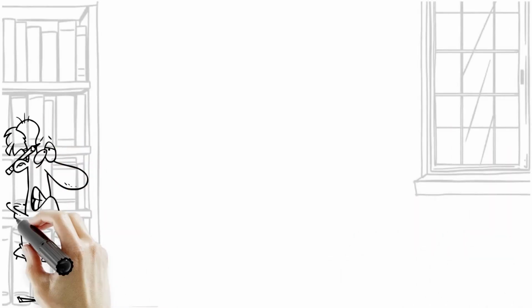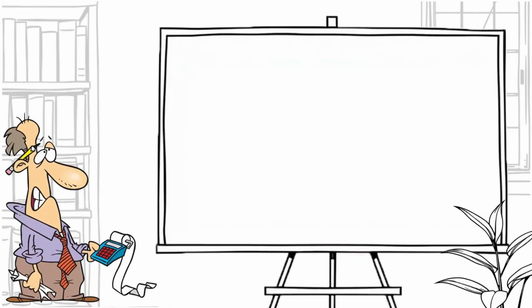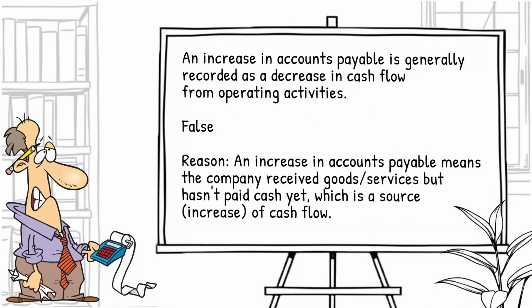An increase in accounts payable is generally recorded as a decrease in cash flow from operating activities. False reason: an increase in accounts payable means the company received goods or services but hasn't paid cash yet, which is a source, an increase, of cash flow.